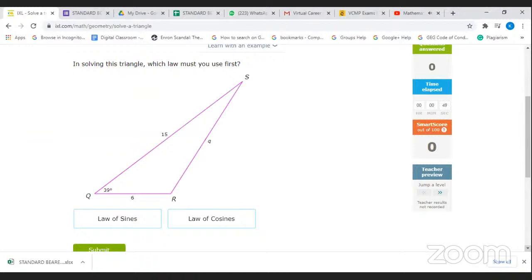So look at this. In solving this triangle, which law must you use first? So we want to solve this. What are those things that you have been given? They have given us angle Q. Angle Q has been given. So which other thing have been given? We have been given small r. This is small r. We have also been given this. That's small s.